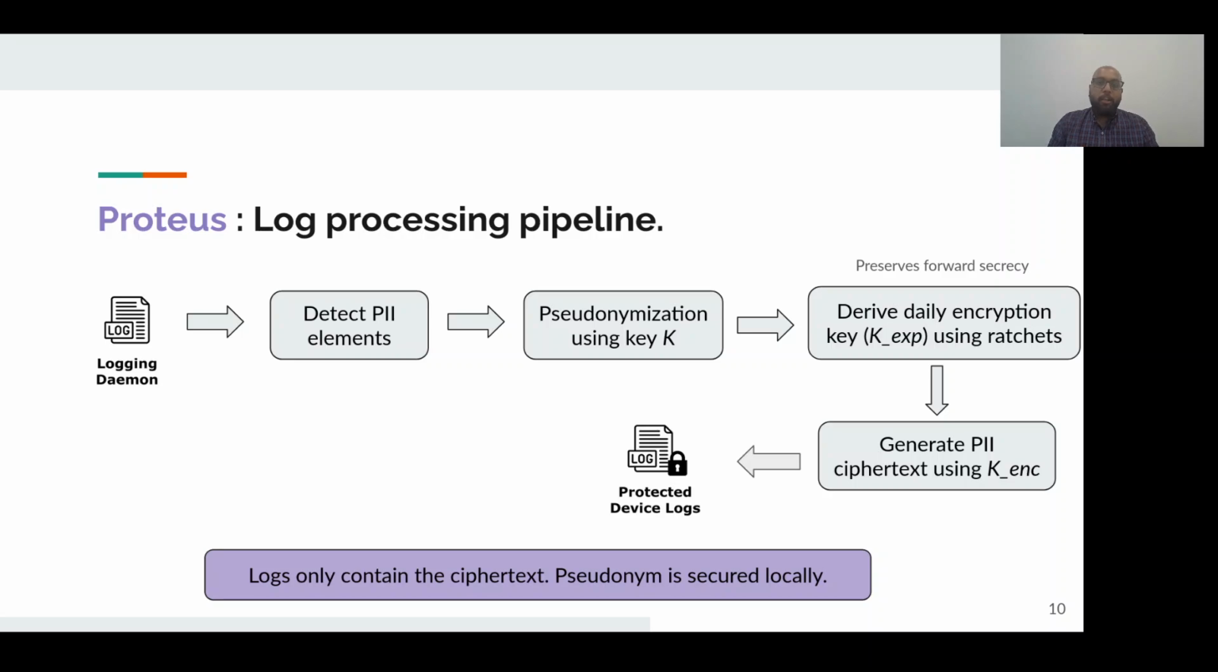Now, in the protected logs, the log dump that exists on device only contains a ciphertext for the specific PII. The pseudonym is secured locally and the plaintext is never exposed in the log dump. So what started off as Harry Potter at the beginning, what was injected into the logging daemon as Harry Potter, will now be simply an arbitrary ciphertext that does not go back to Harry Potter.